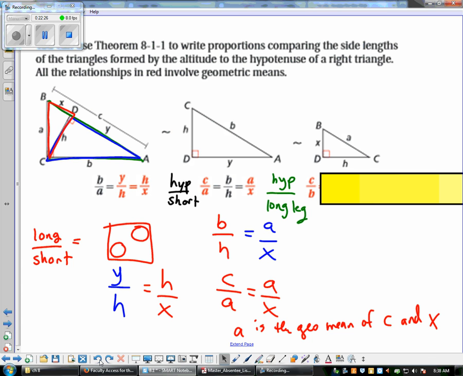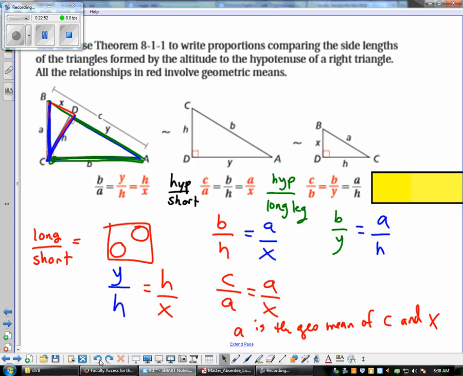It is C over B, B over Y, and A over H. Wait, it's too fast for me. B over Y. B is the hypotenuse of the medium triangle, over Y, the long leg. And then what about in this little triangle? A over H. A is the hypotenuse, and H is the long leg, equals A over H. So we have B over Y, A over H, and notice the part in red was here.